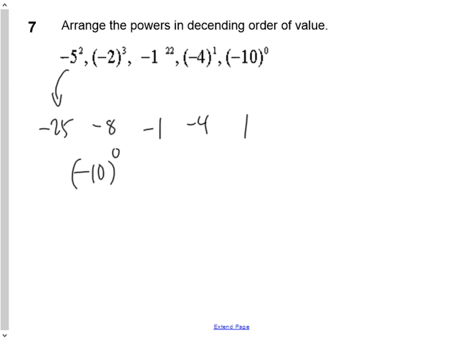Your next largest is negative 1 without brackets to the 22. Then you have negative 4 in brackets to the 1. Negative 2 in brackets cubed. And your smallest number is negative 5 squared without brackets. So there was a point for each value, and finally putting them in the correct order was also worth a point. That question, which is not number 7, was worth 6 points.